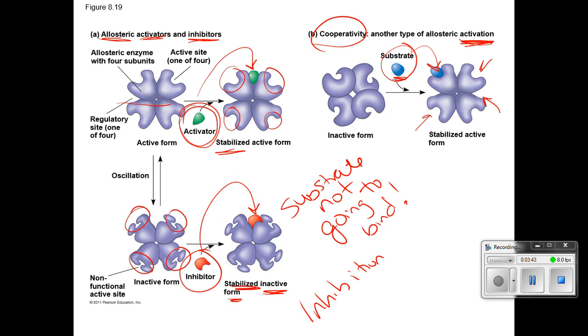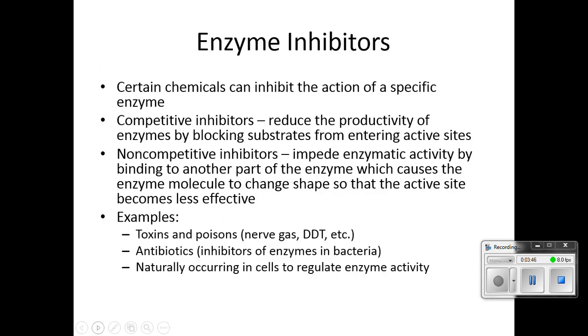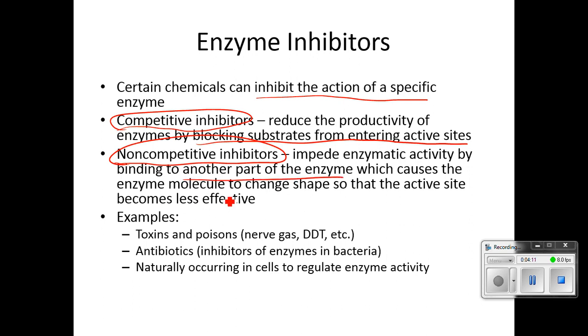Now, there are two types of inhibition. Certain chemicals can inhibit the action of a specific enzyme. There are competitive inhibitors. These actually block the substrates from entering the active site. And then there are non-competitive inhibitors, which impede the enzymatic activity by binding to another part of the enzyme, which causes the enzyme molecule to change shape so that the active site becomes less effective. So it's not competing for the same active site, but it's going to change the shape of that active site so that it can't do what it's supposed to do.